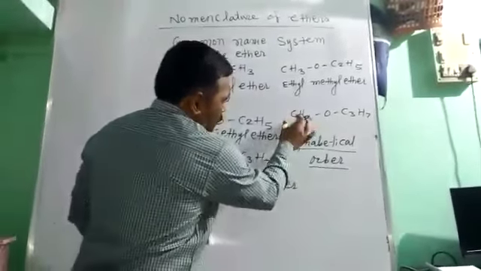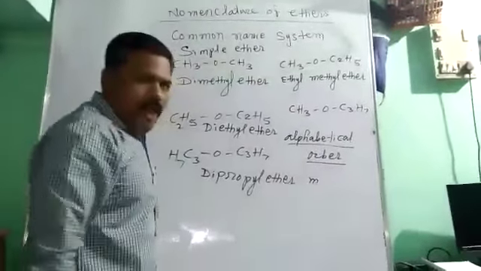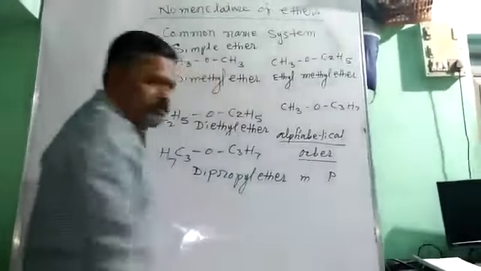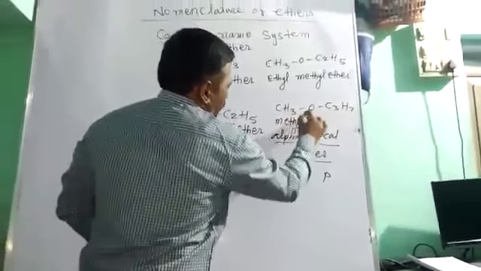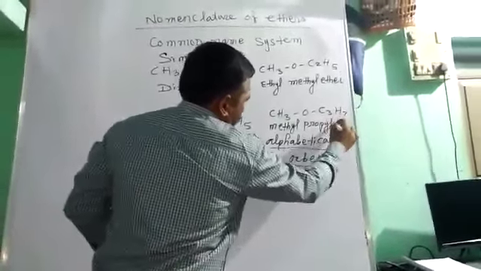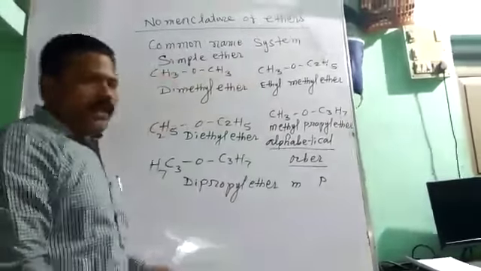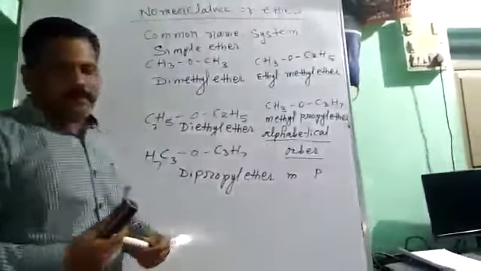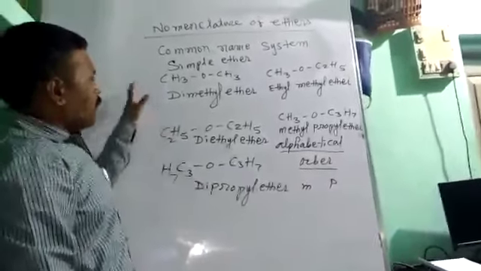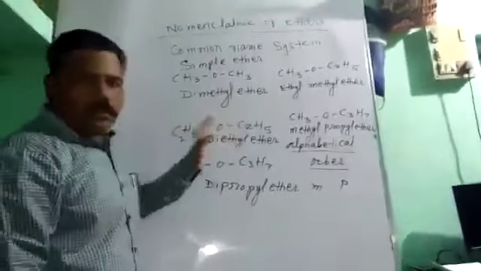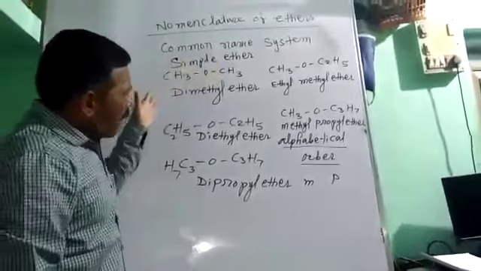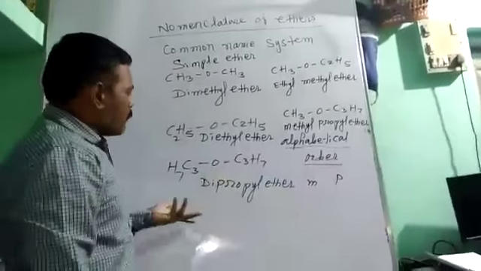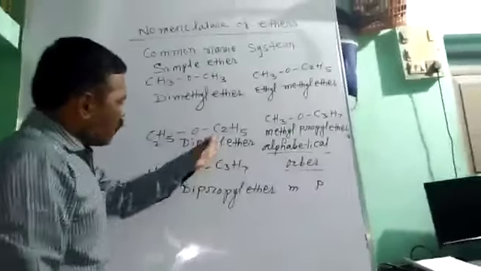In the second example, CH3 is a methyl group, so it begins with M, and C3H7 is a propyl group, so it begins with P. So alphabetical order is followed, and the name of this ether will be methyl propyl ether. Okay, so this is regarding the common name system. What you have to do is simply remember: in a simple ether there are two same alkyl groups or aryl groups. Which prefix do you add before the name of the same alkyl group? Di. After that write the name of the alkyl group and add the word ether, and that is the common name.